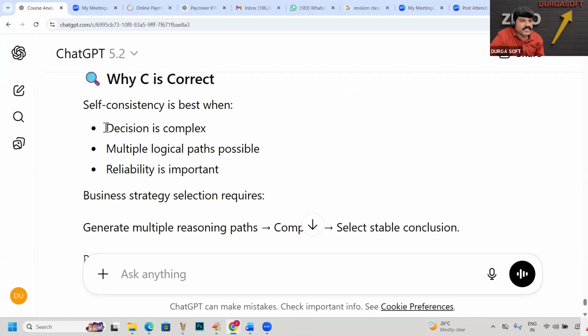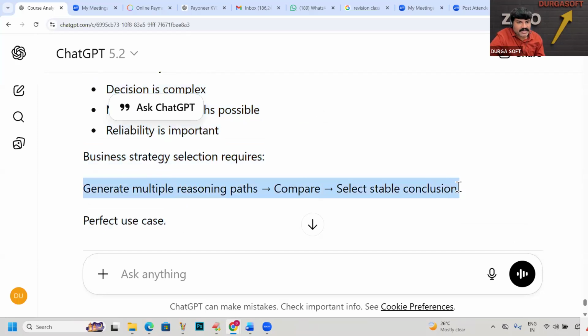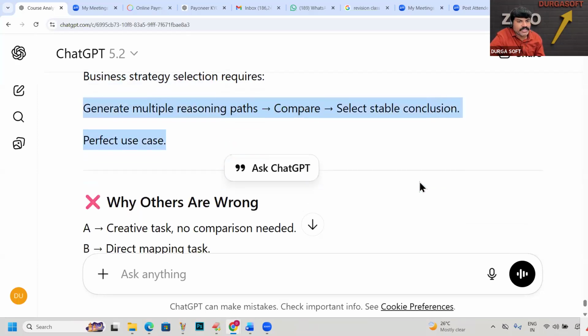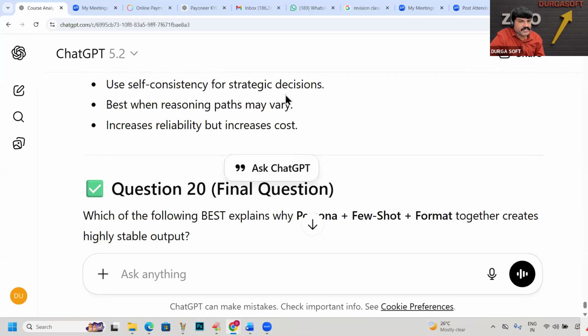Self-consistency is best when the decision is complex, multiple logic paths are possible, and reliability is important, like business strategy selection. Generate multiple reasoning paths, compare, and select a stable conclusion. Perfect use case. Use self-consistency for strategic decisions. Best when reasoning paths may vary; it increases reliability but increases cost.